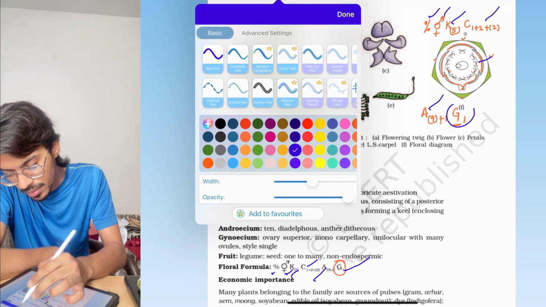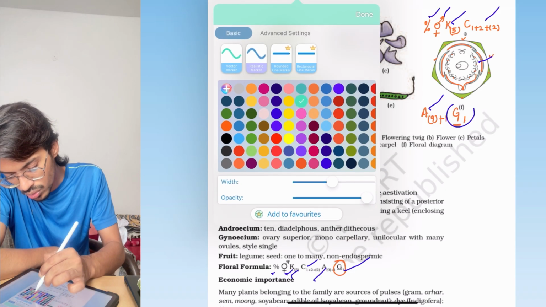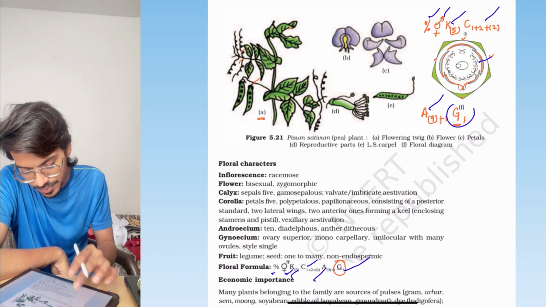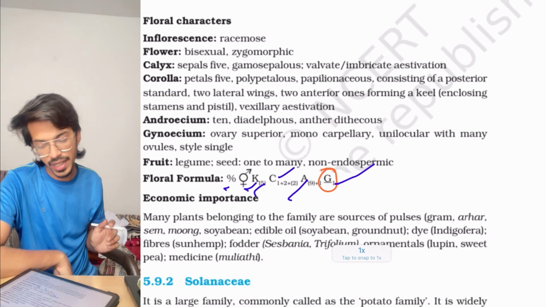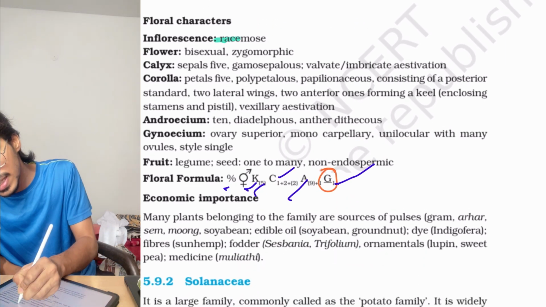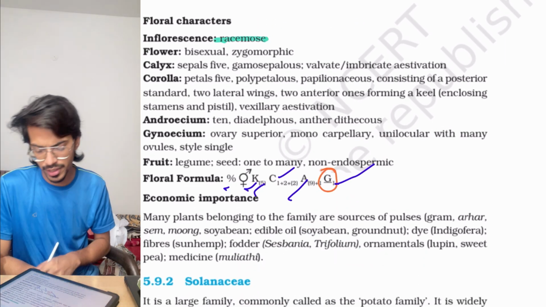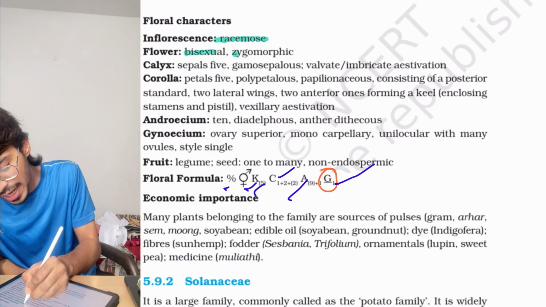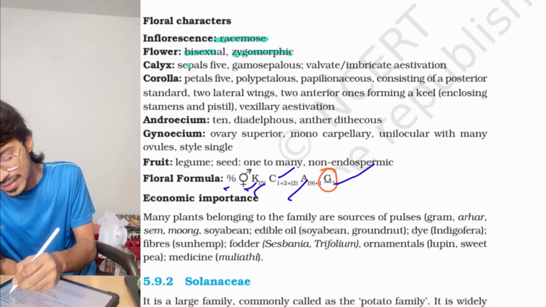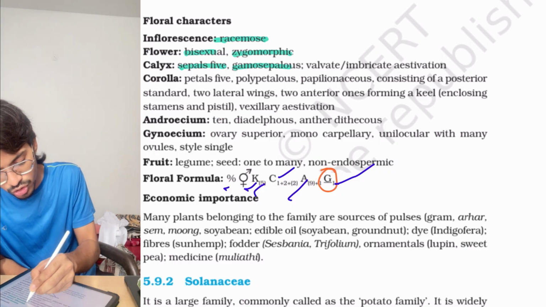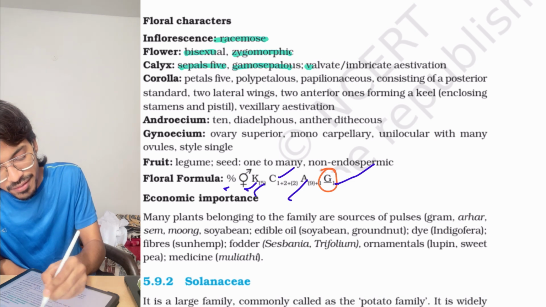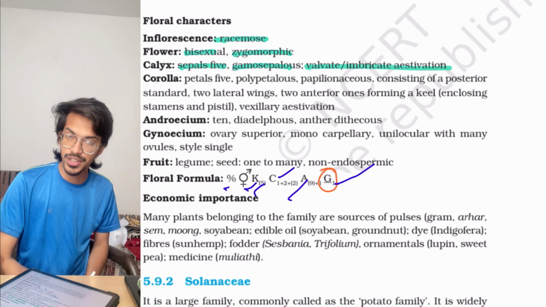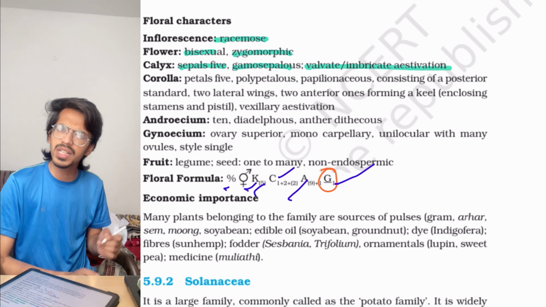Coming back to the major portion. The next thing is the floral inflorescence. You have to remember that it is racemose. What is racemose? We already know. Then it is a bisexual zygomorphic flower. Sepals 5 are there, joined together, so gamosepalous, with valvate and imbricate aestivation. This you can also remember from the diagram only.